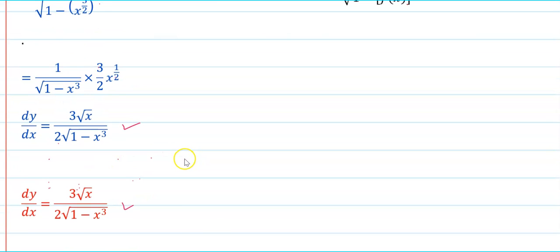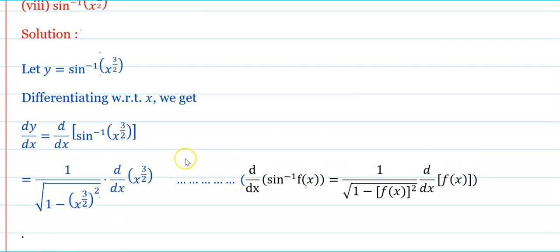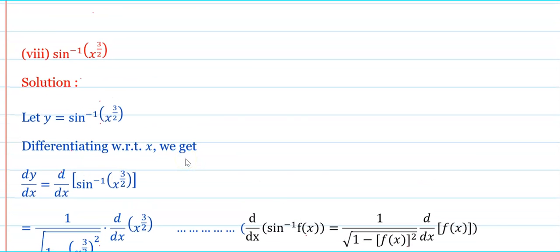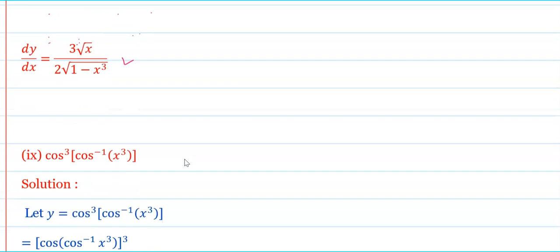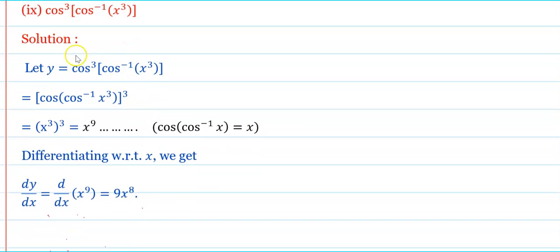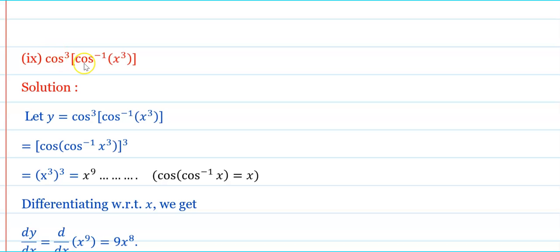Okay. Now you can see this again. Now the next, cos cube of cos inverse of x cube. Now this is the cos cube, that is very important. Therefore y is equal to cos cube of cos inverse of x cube, which can be written as cos of cos inverse of x cube, in a bracket cube.